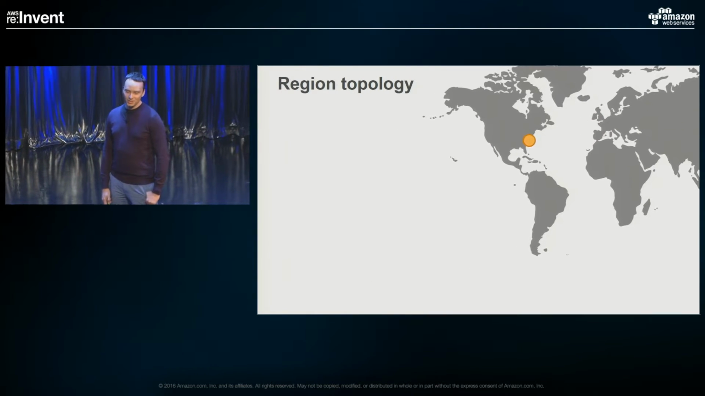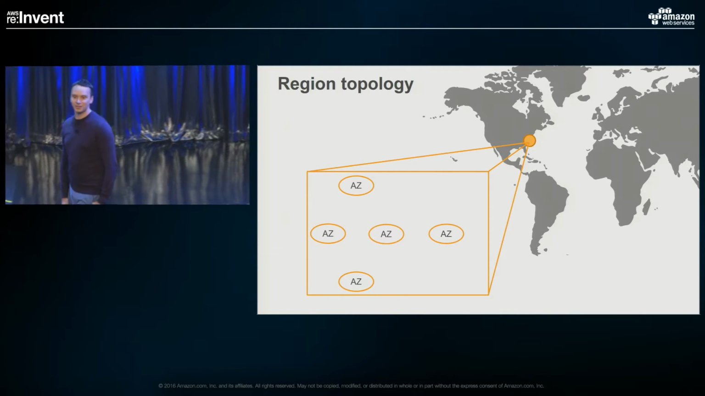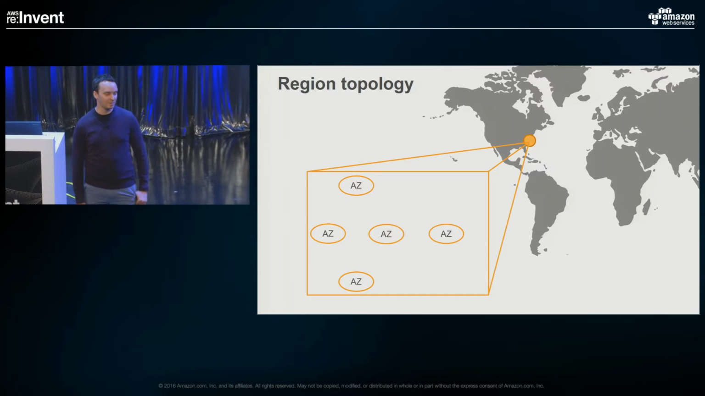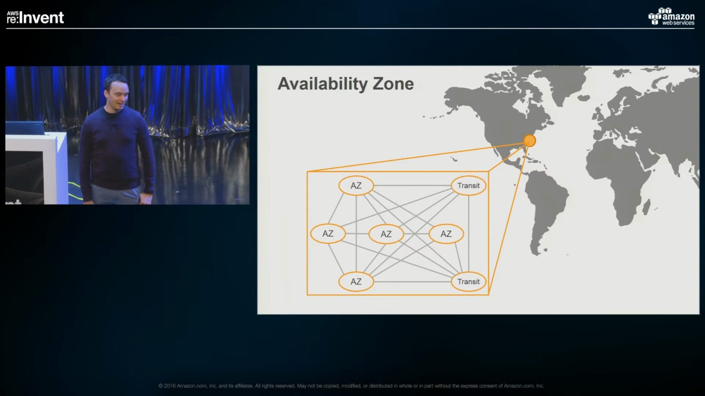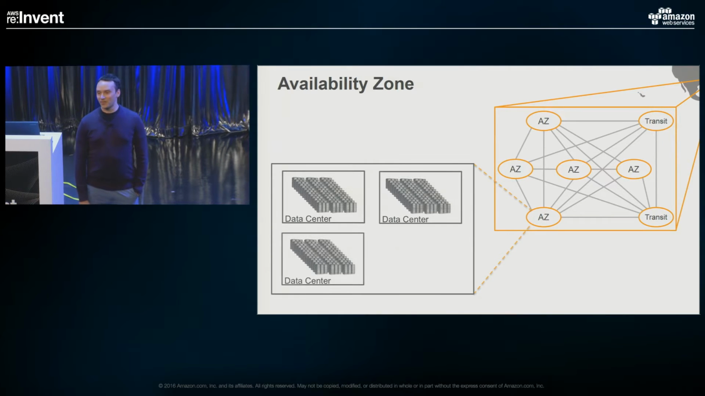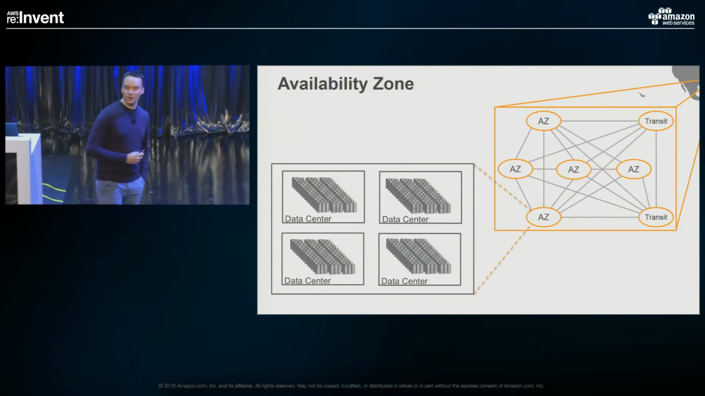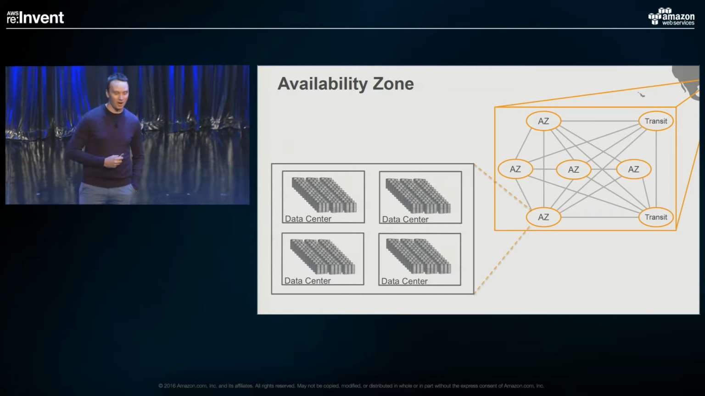So in Virginia, we have 5 AZs, or availability zones, and these are all connected through a high-speed network. And in our talk a couple years ago, we disclosed that it's 25 terabits per second between AZs. So we're used to operating at a very high bandwidth, high availability model.